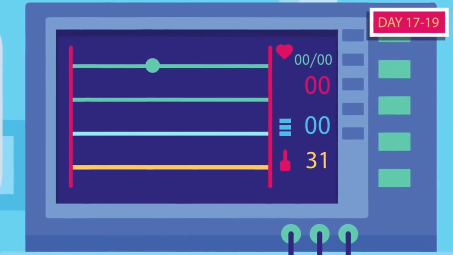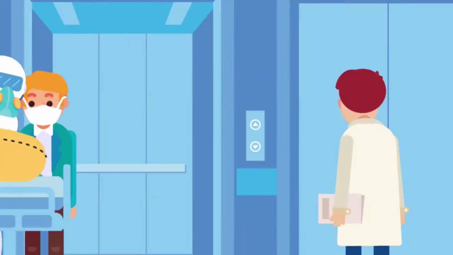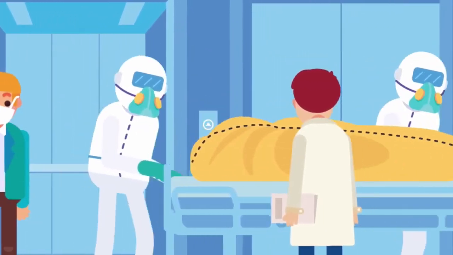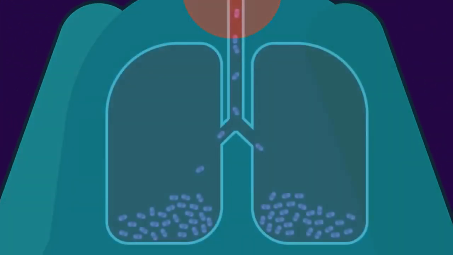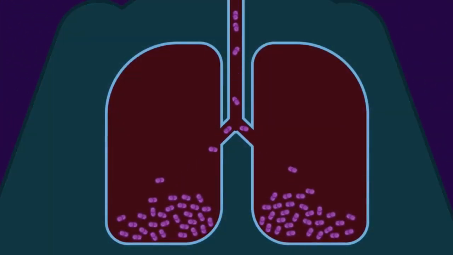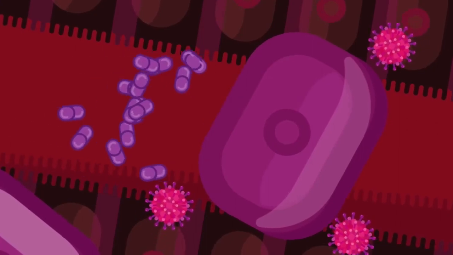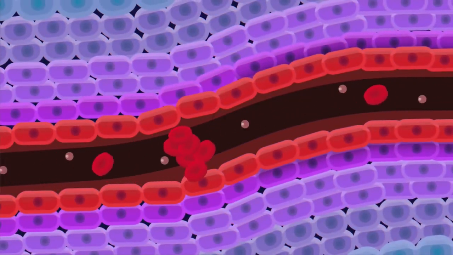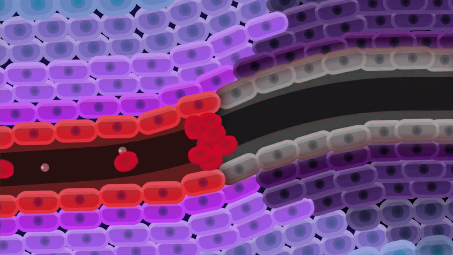Day 17 to 19. COVID-19 fatality cases happen at around day 18. Before the time, vulnerable patients may develop a secondary infection caused by a new pathogen in the lower respiratory tract. The severe condition may then lead to blood coagulation and ischemia.